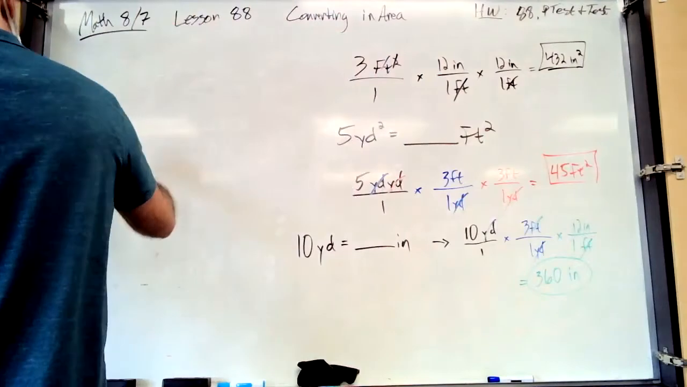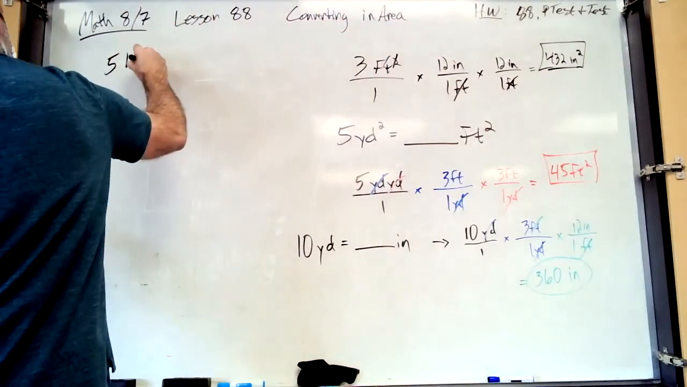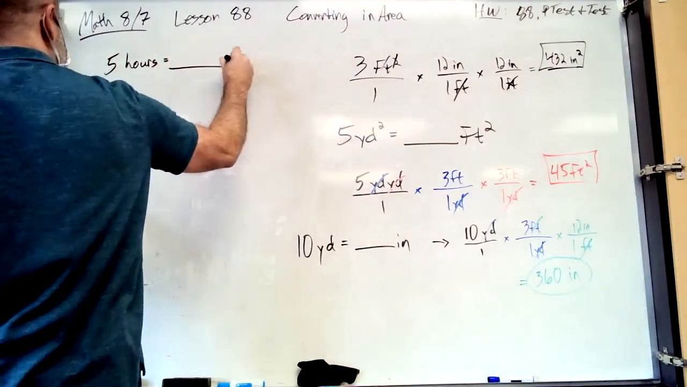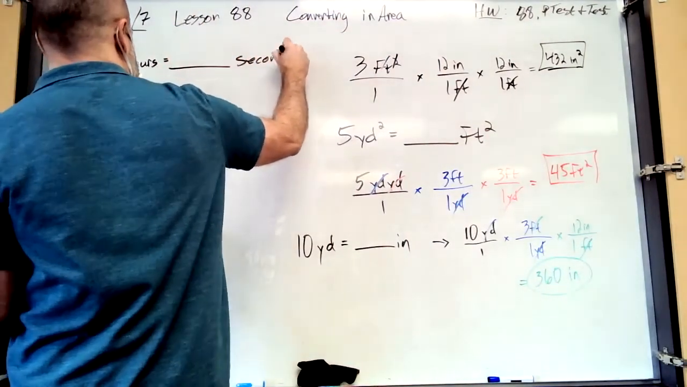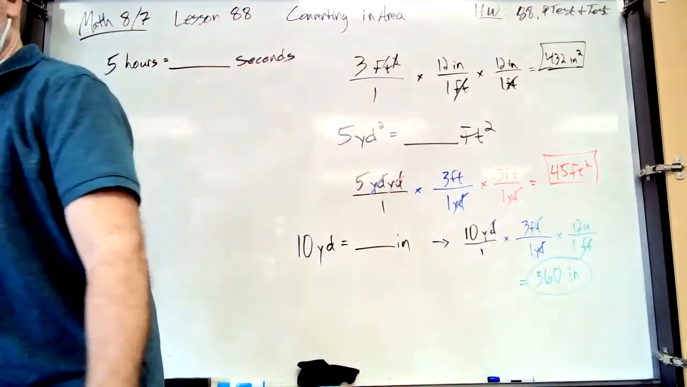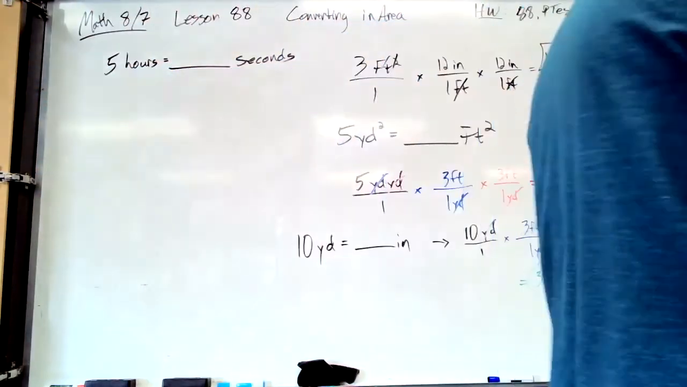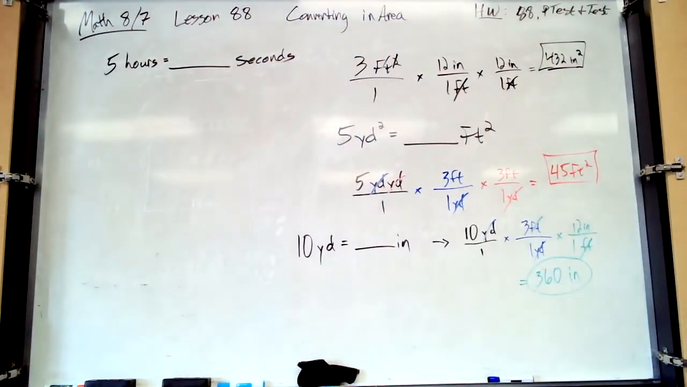Ready? 5 hours equals how many seconds? Well, you don't have to know how many seconds are in it. How many seconds are in an hour? Just go one step at a time. Where do you convert hours to? Minutes. Okay, and then you know how to convert minutes to seconds. So do it.